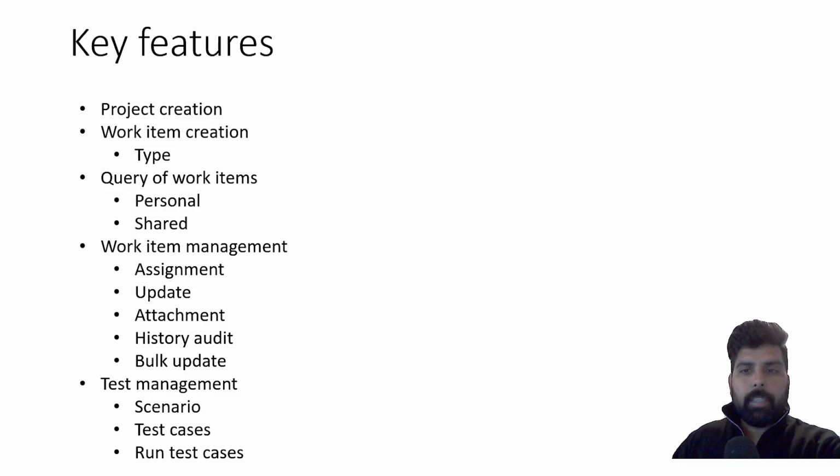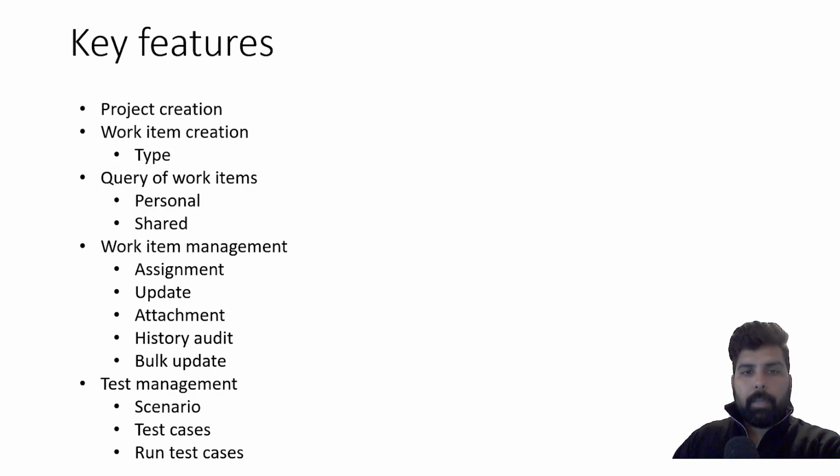So it helps us in the creation of the project. There is something which is called a work item. So it helps us in work item creation. The work item has different types. You would have heard of epic, feature, task, user story, bug, right? So there are different types of work items which we can create. You also have queries for query management for these work items. So you can create different queries, on a personal basis or a shared basis.